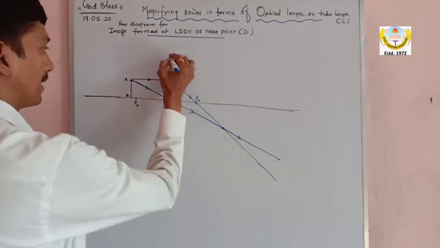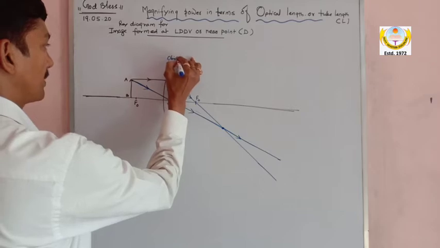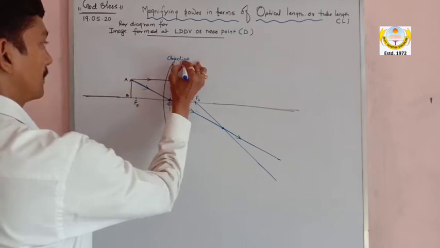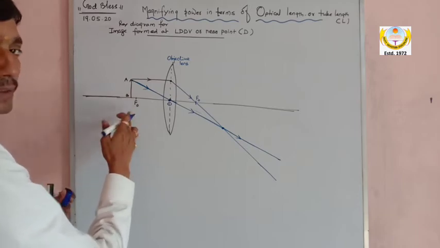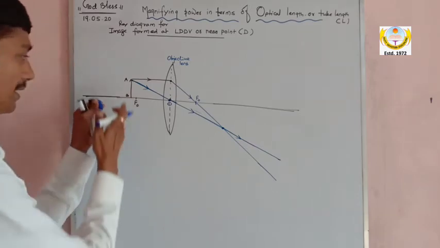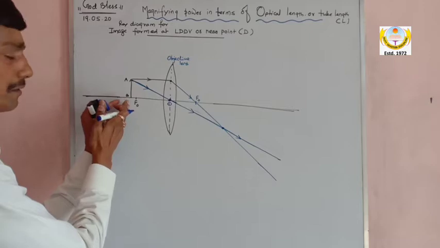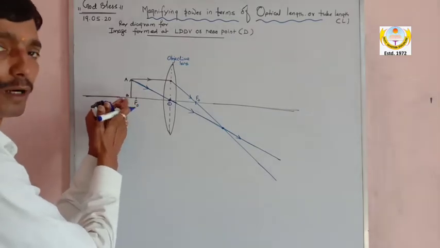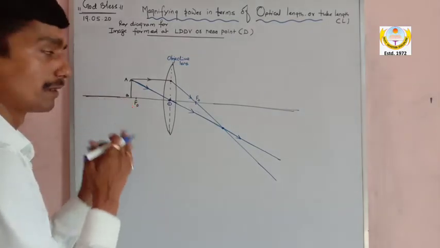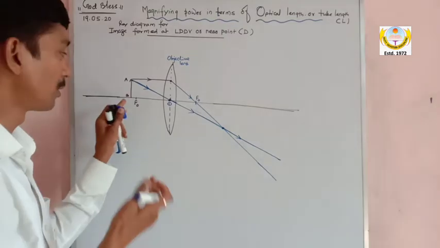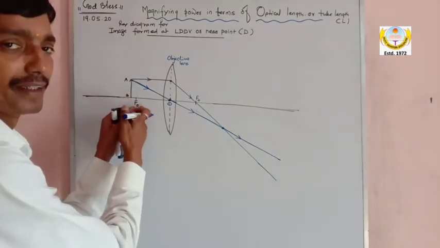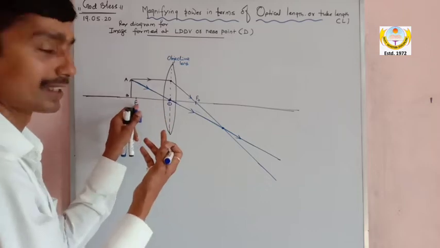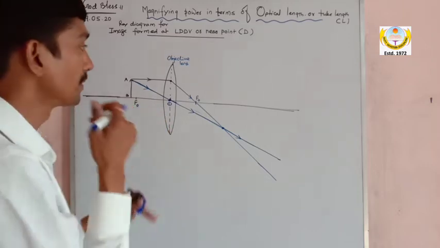This is the second principal focus of this objective lens, and this is the first principal focus of the objective lens. The object is kept close to the first principal focus of the objective lens. And what is the meaning of close? Close means that if you want to take a distance from here, there is no issue, I can take a distance of this object from F also.